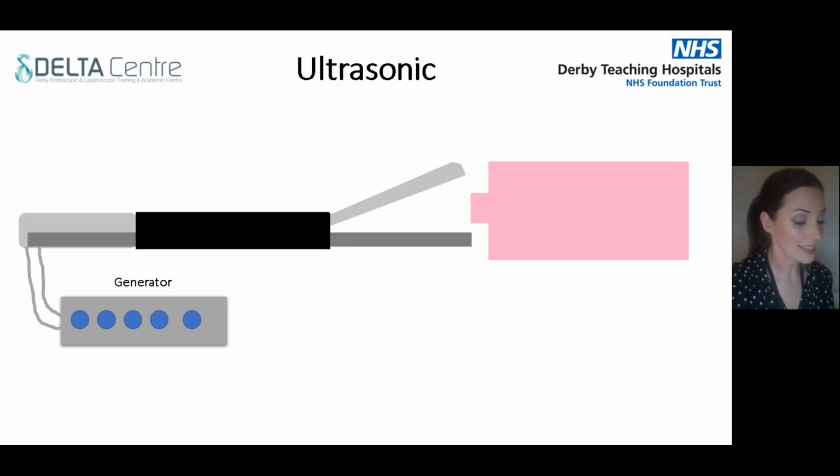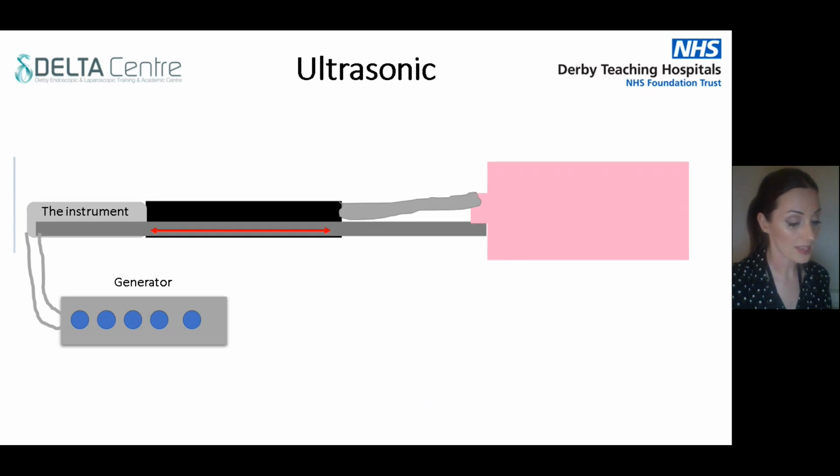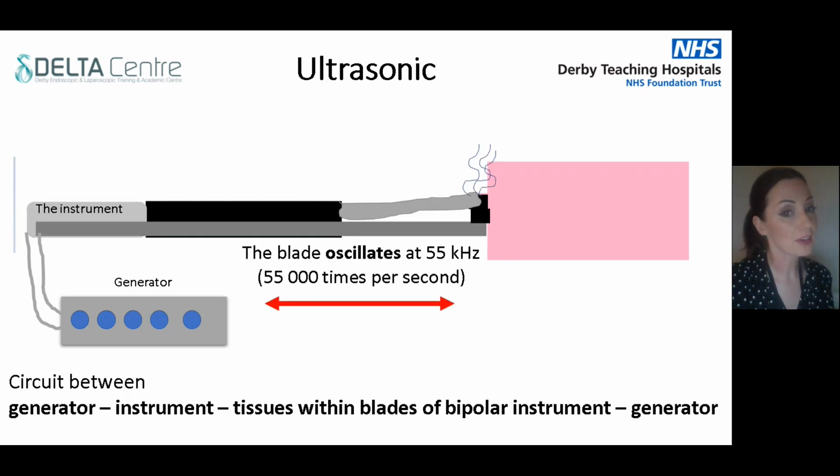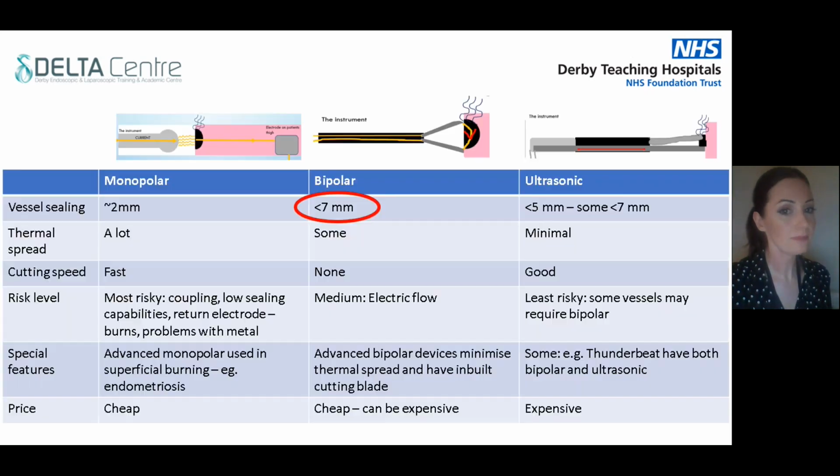Lastly, the ultrasonic devices. Well, these will direct energy along a similar pathway to bipolar devices, but with the addition of an ultrasonic component. And this generates high frequency oscillation of the instrument blades when the device is activated. This combination of both electrical and ultrasonic energy in these advanced energy devices will promote even less thermal spread to surrounding tissues, finer tissue dissection, and less smoke production.